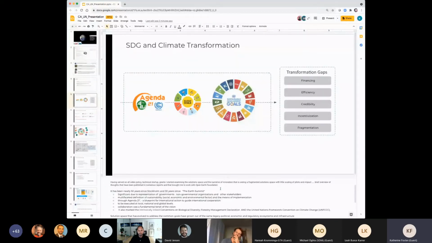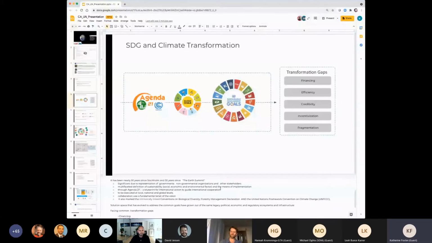And so I thought I'd provide a brief overview of that and some of the thoughts that I've been publishing lately, including in some reports that I'll outline afterwards. And this is what brought me to work with Martin Weinstein at the Open Earth Foundation. And I'm actually old enough to have been there for the Stockholm 1972 conference. And it's been 50 years since Stockholm and 30 years since the Earth Summit.